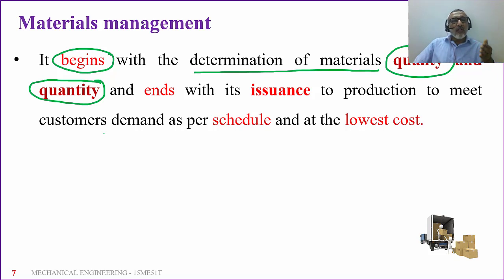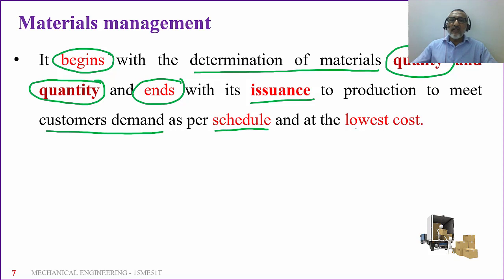Then we follow all the steps for the purchasing, for storing the material, and then at the end point, this management will end when we issue the material to the production. So production ಬೇಕಾದ ಮೆಟೀರಿಯಲ್ ಪ್ರಾಪರ್ ಟೈಮಲ್ಲಿ ಇಶ್ಯೂ ಮಾಡುವಾಗ ಆ ಮೆಟೀರಿಯಲ್ ಕೆಲಸ, ಇದು ಮೆಟೀರಿಯಲ್ ಮ್ಯಾನೇಜ್ಮೆಂಟ್ ಕೆಲಸ ಆಯಿತು. Then it goes into the production management. So finally, by doing all these things, we have to meet the demands of the customer as per the schedule at the lowest cost.